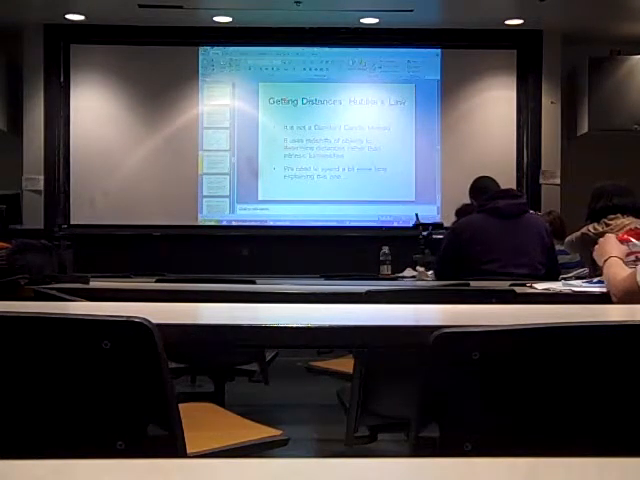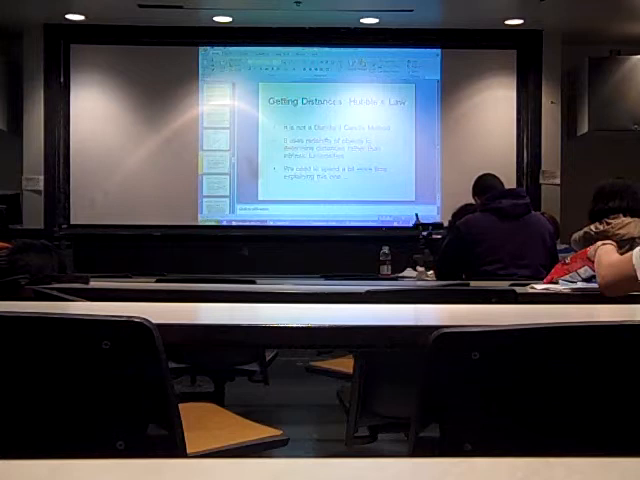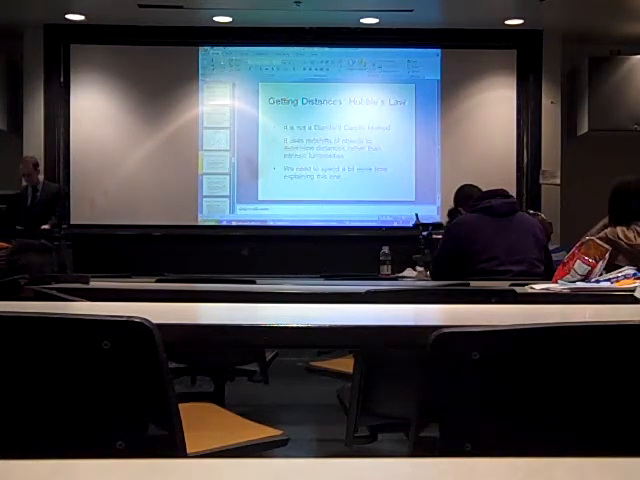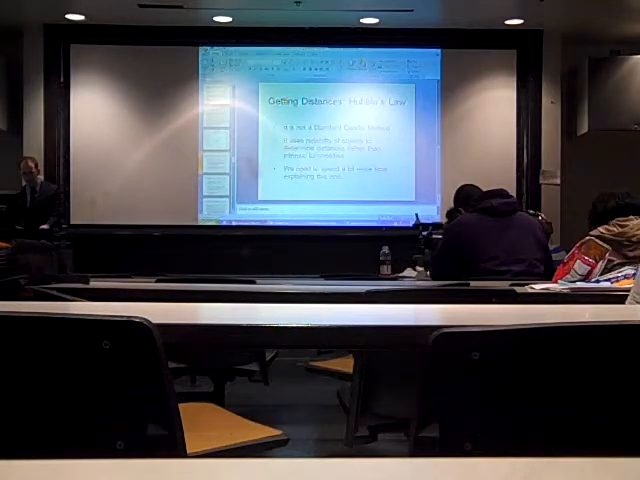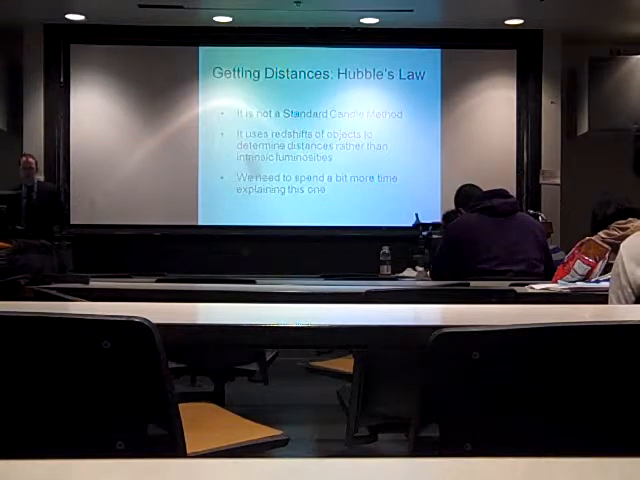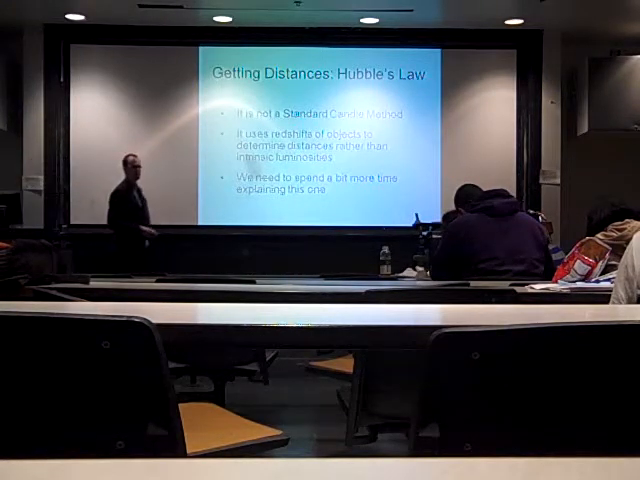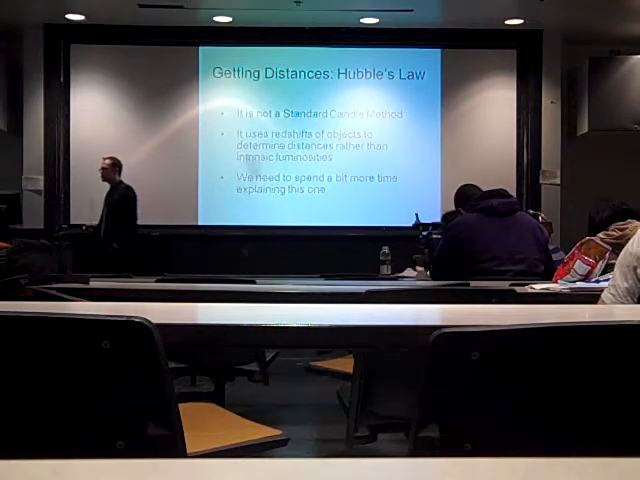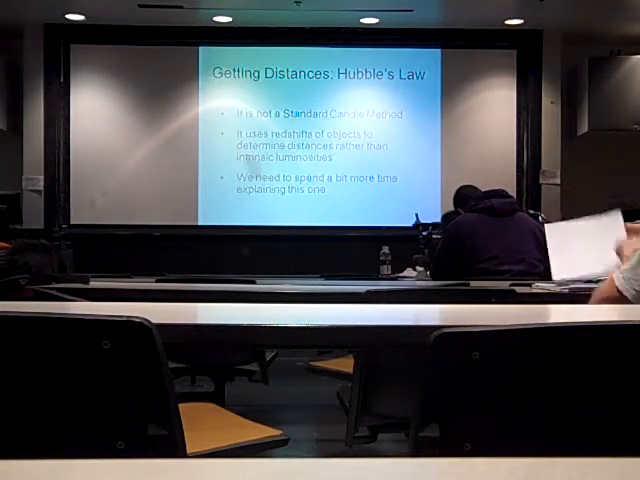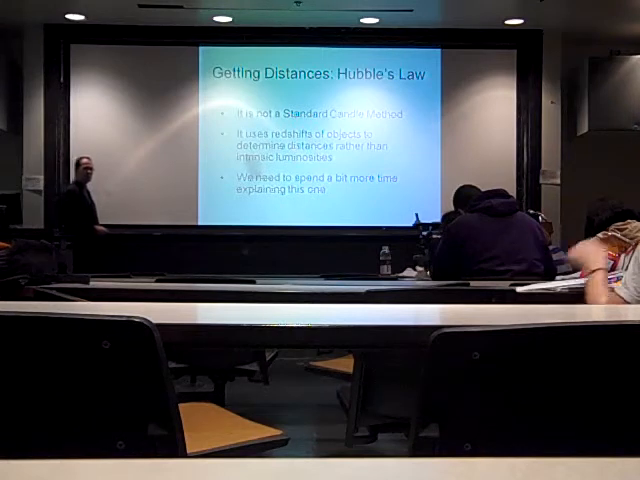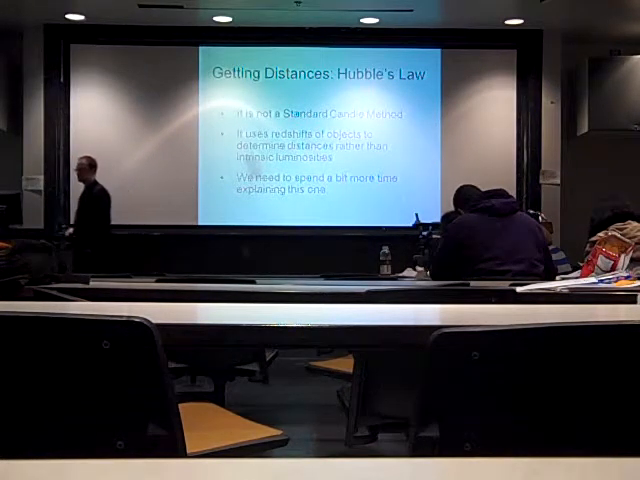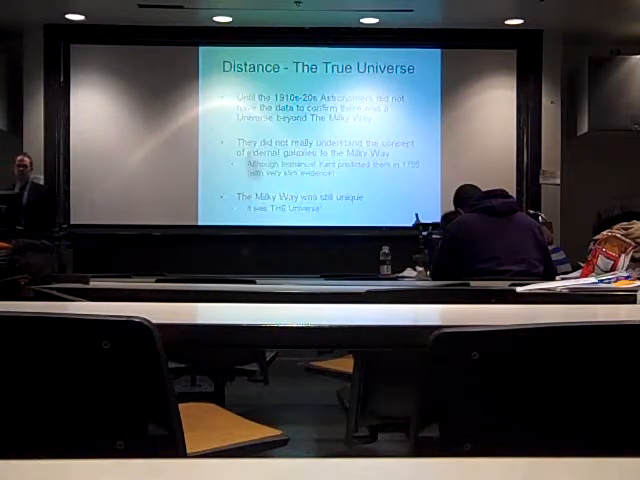So let's talk a little bit about getting distances via this Hubble law, as we call it. As I said, Hubble's law is not a standard candle method. It uses the redshifts of objects to determine distances rather than intrinsic luminosities. That's because we have to know something about the expansion rate of the universe as a whole to get this method to work. So we'll have to talk a little bit about the universe.